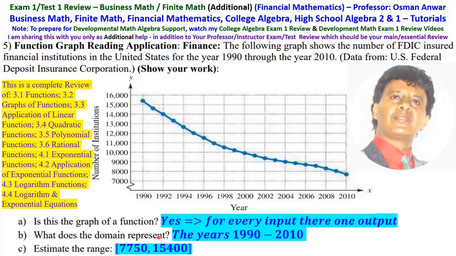That is, for every input, there is one output. What does the domain represent? The domain is year 1990 to year 2010. Okay, that is a year. And estimate the range. The range is the y value. So you look at the graph. The lowest point in the graph is between 7,000 and 8,000, closer to 8,000.